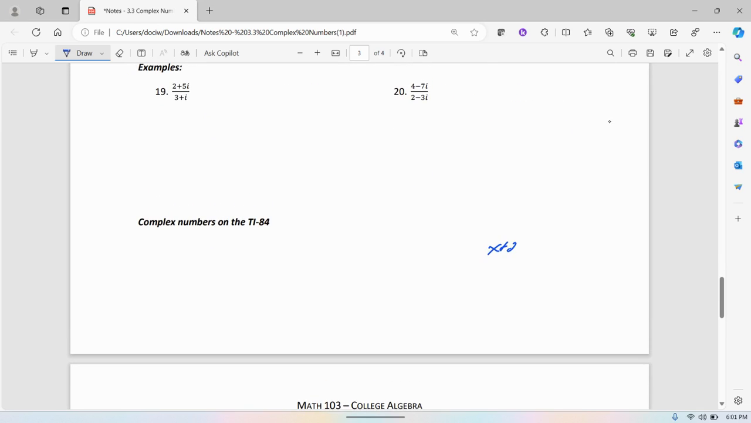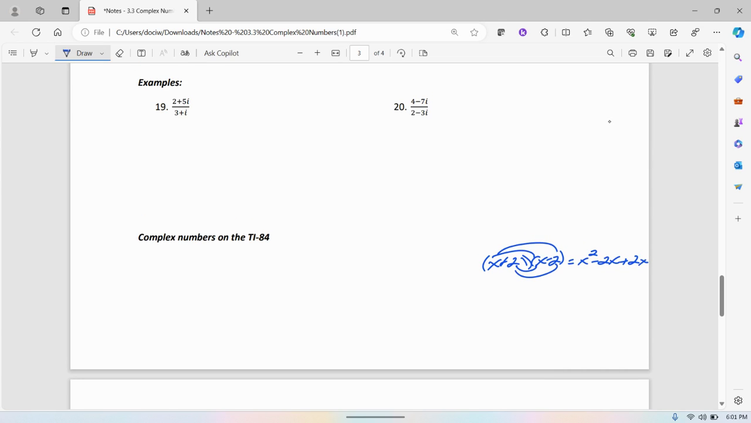Remember x plus 2 times x minus 2? X times x is x squared minus 2x plus 2x minus 4. And those cancel, and you just get x squared minus 4. Because these two, x plus 2 and x minus 2, those are conjugates. Those two middle terms are going to cancel out. We're going to use that principle.